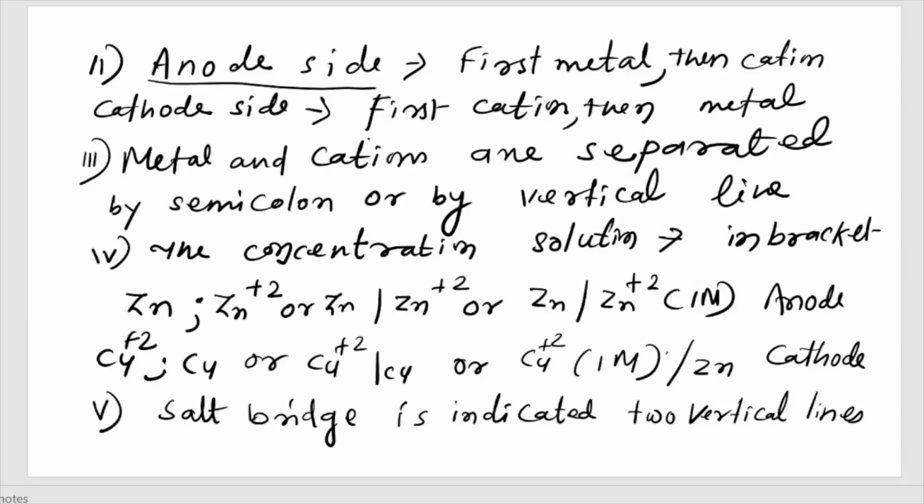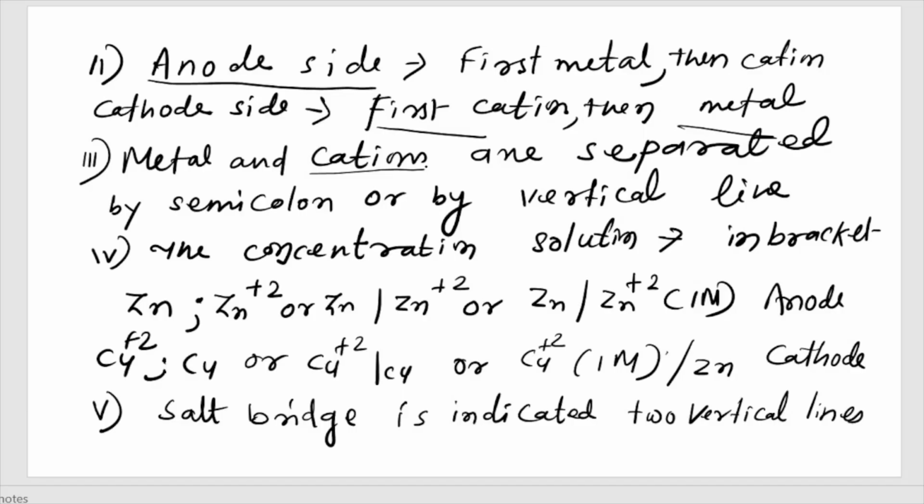Then on the cathode side, what happens? For example, copper: first the cation Cu plus 2, then the metal. Metal and cation are separated by a semicolon or by a vertical line. You can use a semicolon or a vertical line. The concentration of the solution should be in brackets.